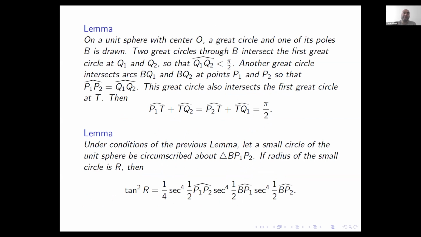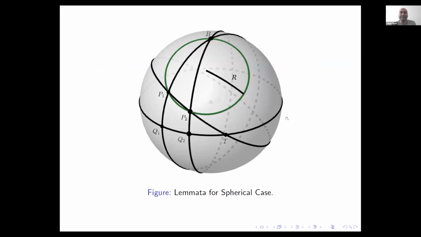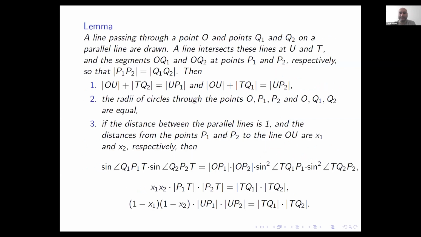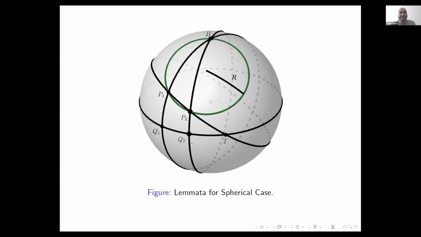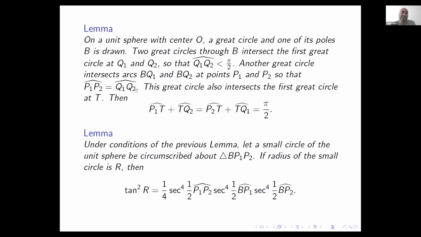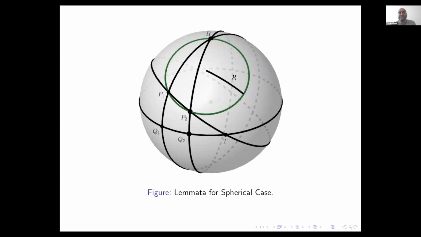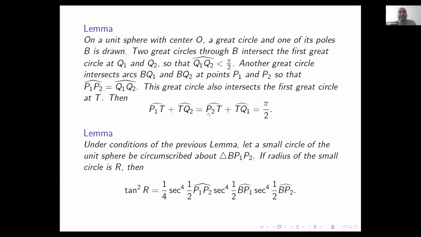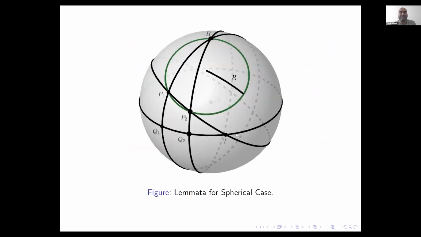One can use this lemma, for example. The first lemma says that if you have this great circle, the equator, and 2 meridians passing through North Pole B, and if another great circle passes through P1 and P2 and intersects the equator at T, and one more condition, that P1P2 is equal to Q1Q2, then there is a surprising result in spherical geometry. I didn't see this result in any book about spherical geometry. The surprising result is that P1T plus TQ2 and P2T plus TQ1 are both equal to pi over 2.